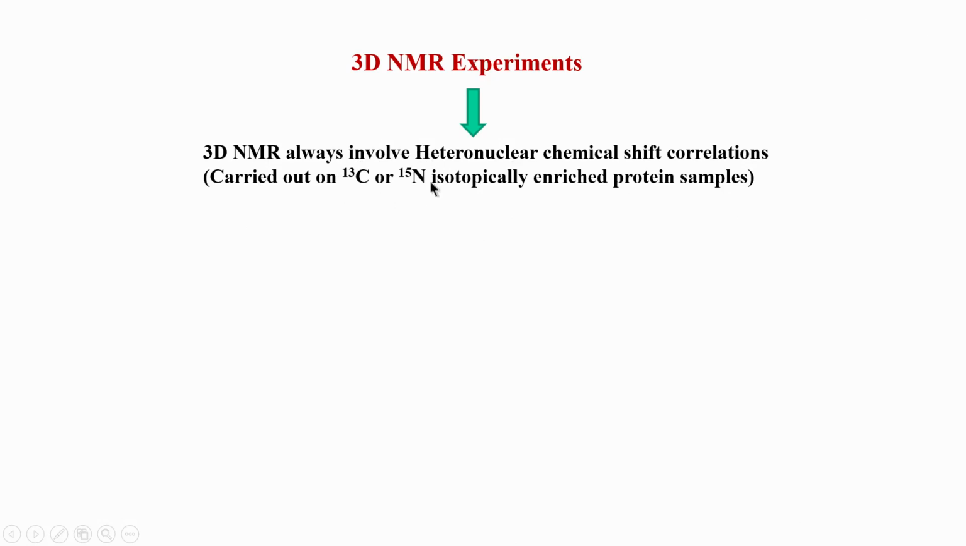At natural abundance, it is very difficult to do 3D NMR; it will be very insensitive and time consuming. So, we never do 3D NMR on a molecule at natural abundance. We have to somehow enrich the protein with these isotopes. For some proteins it is possible, for many of them it may not be possible.